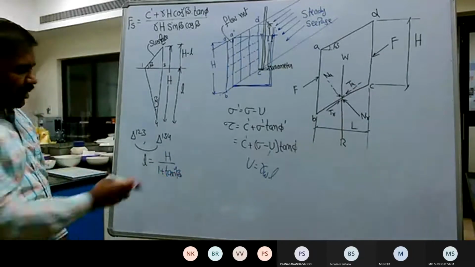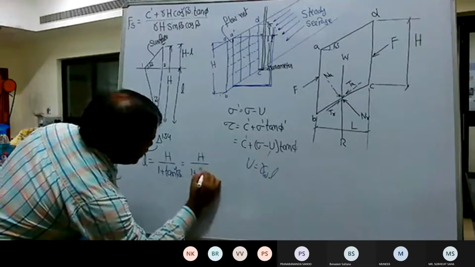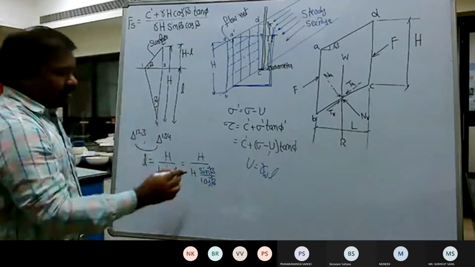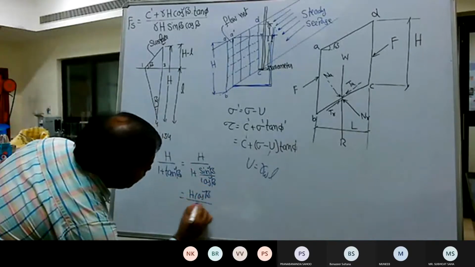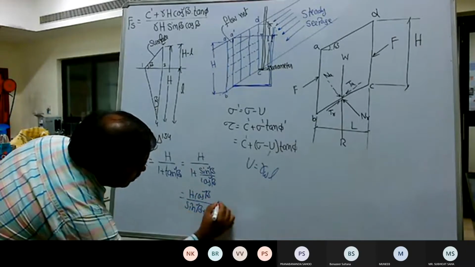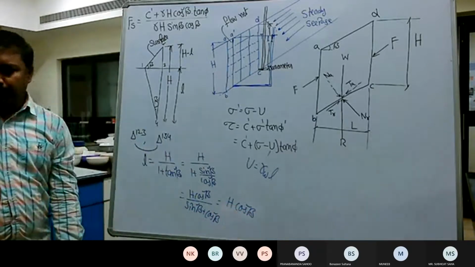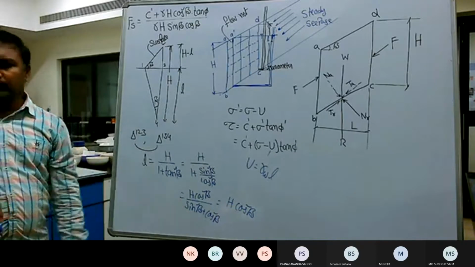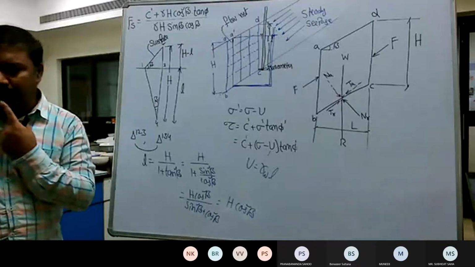Okay, this is correct. We can further simplify now. So this is H by 1 plus sine square beta divided by cos square beta. So this can be written as H into cos square beta divided by sine square beta plus cos square beta. Is it alright? Sine square beta plus cos square beta is 1. So we can write L is equal to H into cos square beta.